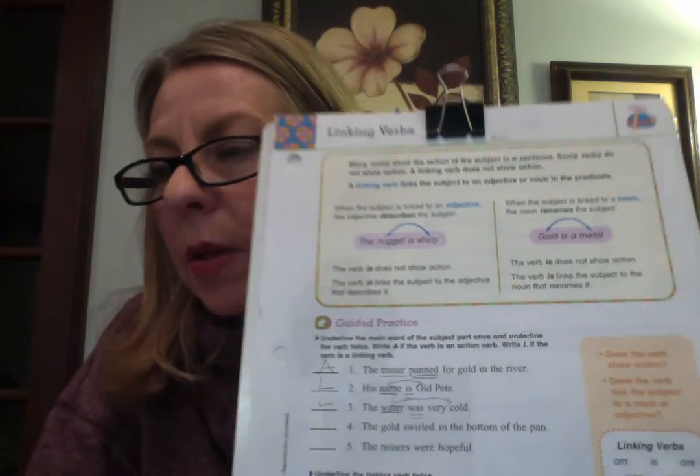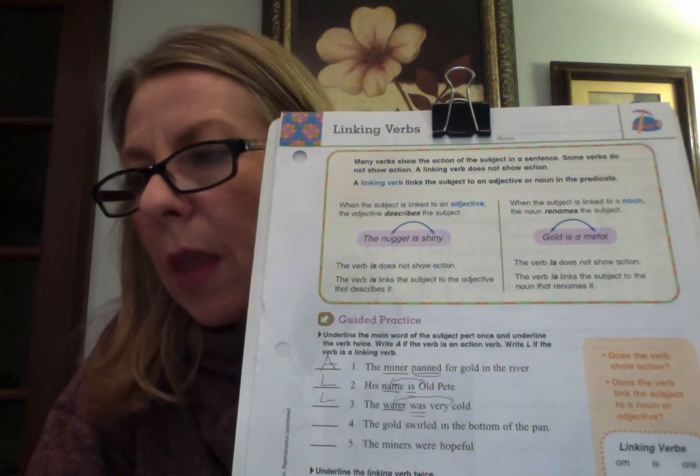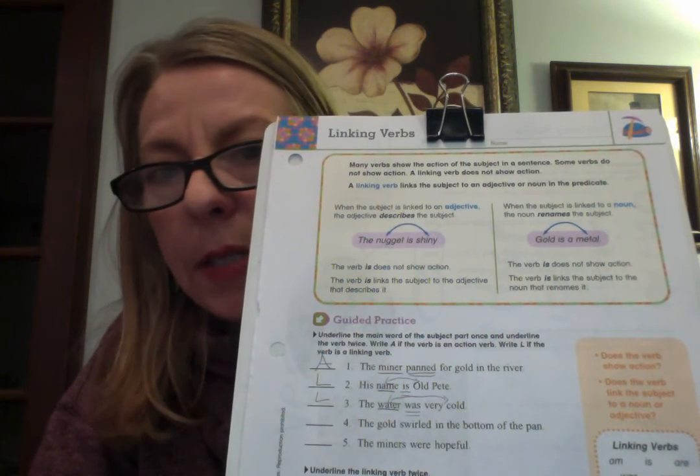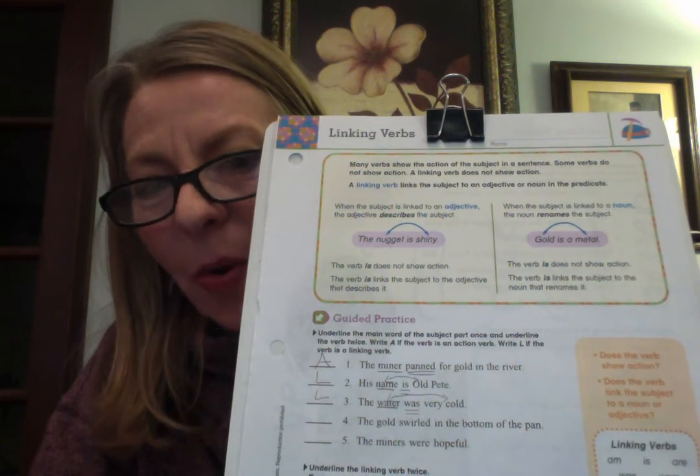Okay, number 4. Let's think of what the subject is. The gold swirled in the bottom of the pan. Okay, so what is this sentence about? It's about the gold, so we're going to underline gold 1 time.